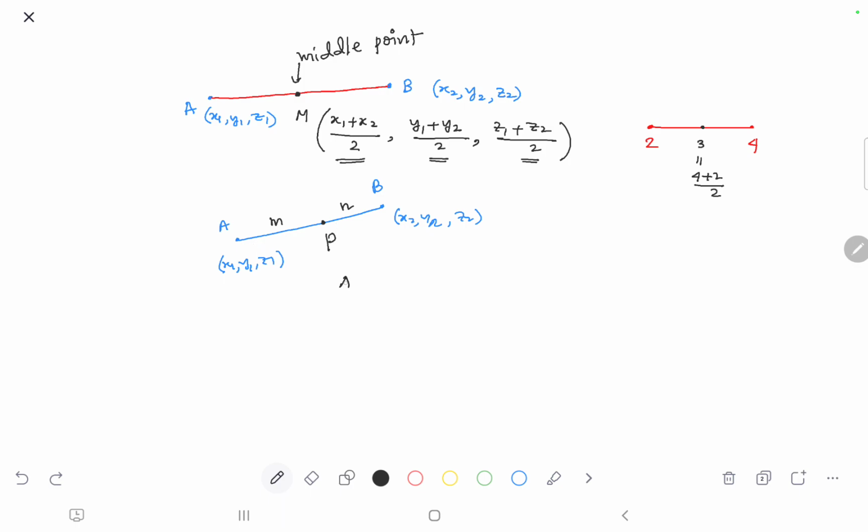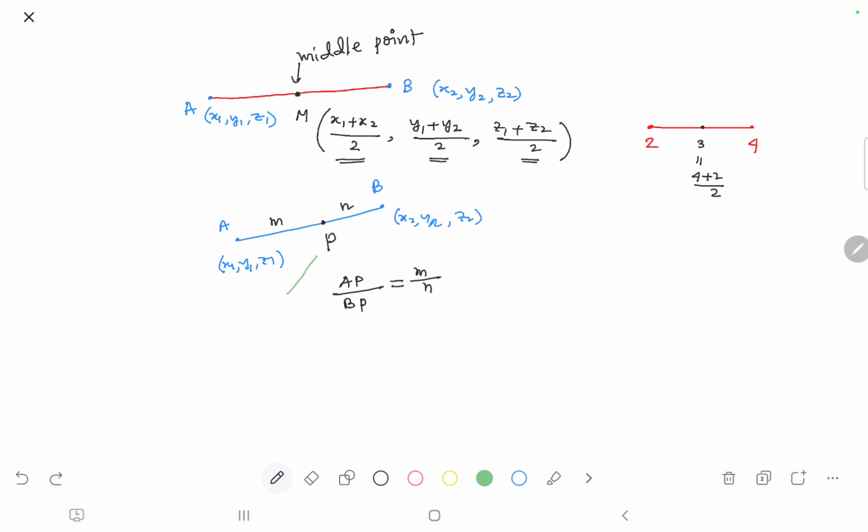Here we are saying that AP by BP, this ratio, is M by N. Suppose we are given 2 points A and B, and we have a point P in between A and B that divides the segment AB in the ratio M over N. Then we want to calculate the coordinate of the point P. So what will it be?